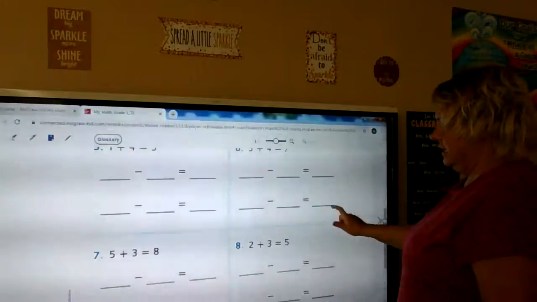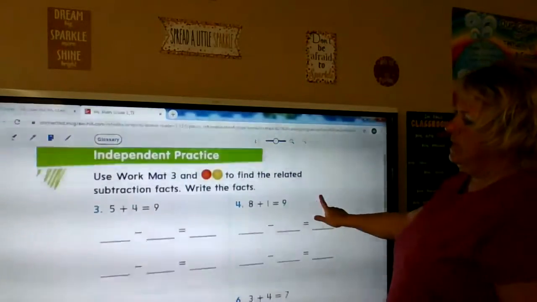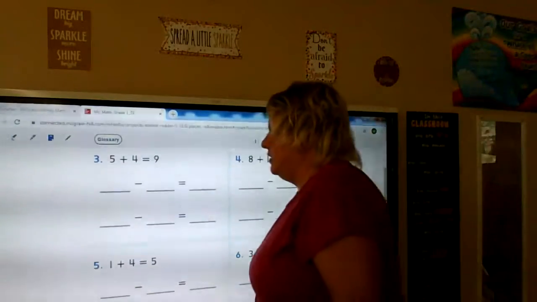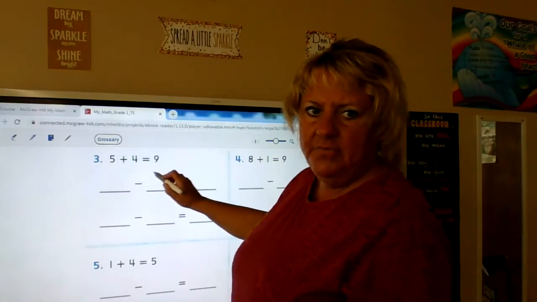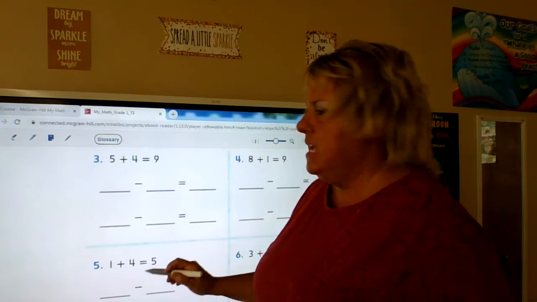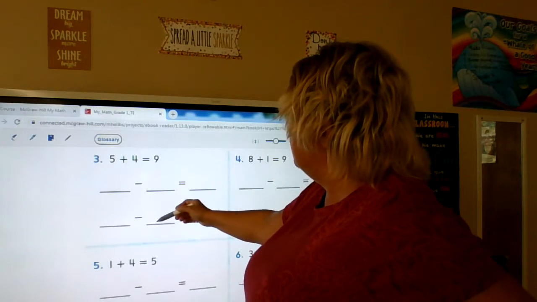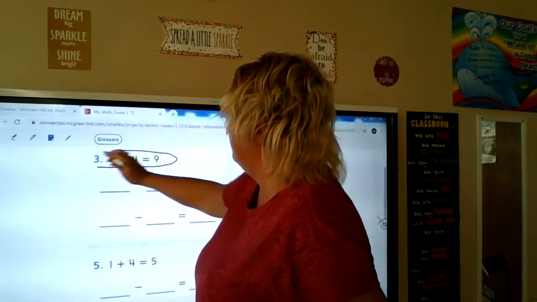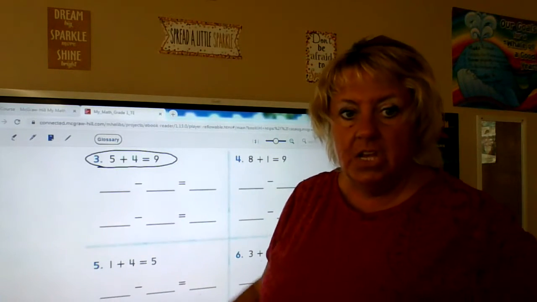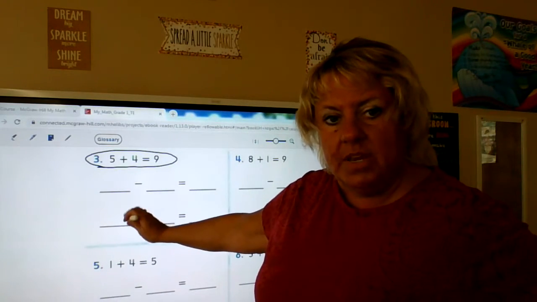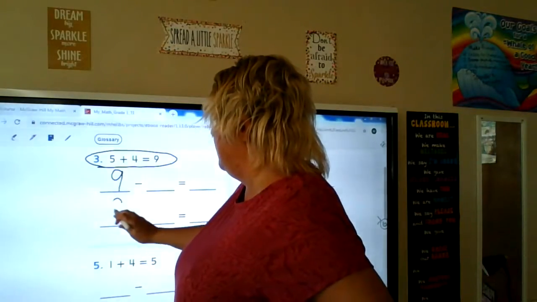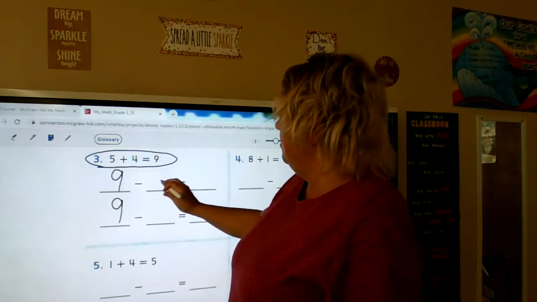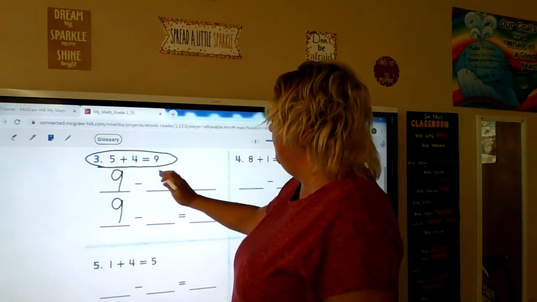Okay, you're going to get to the next page, independent practice. We'll do one together, and then I'm going to put you on your own here. 5 plus 4 is 9. This time they're asking us for 2 subtraction problems that go with 5 plus 4 equals 9. When we subtract, remember, we start with the biggest number. We start with the whole. Now, these blanks have to be a 5 and a 4.